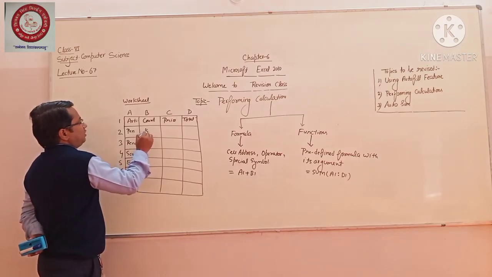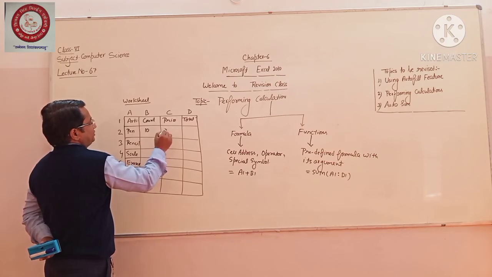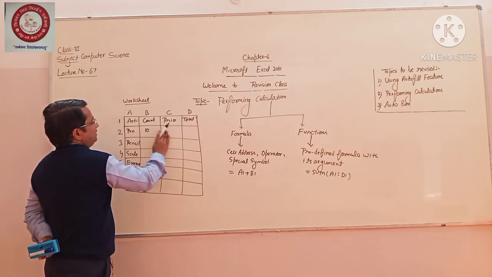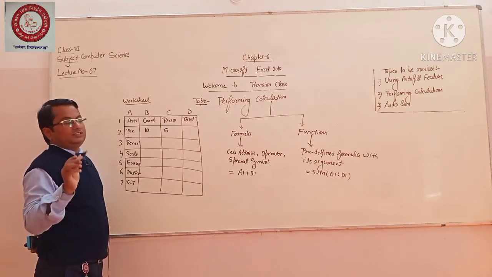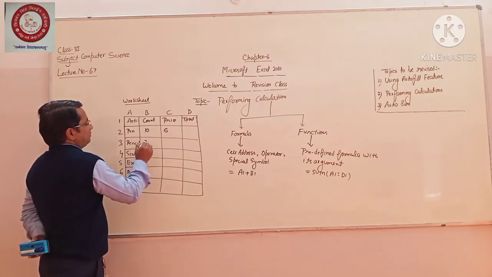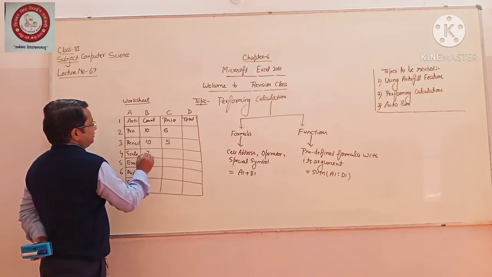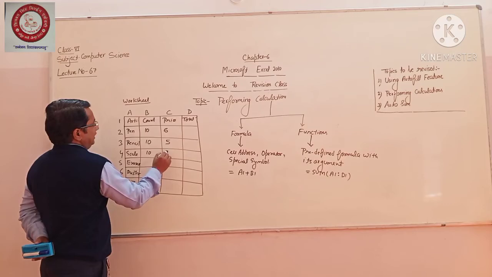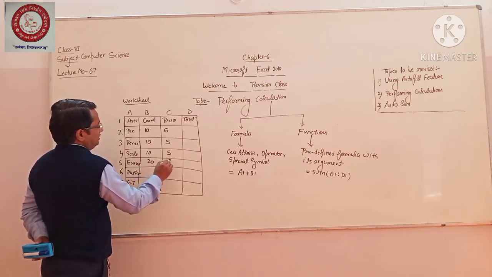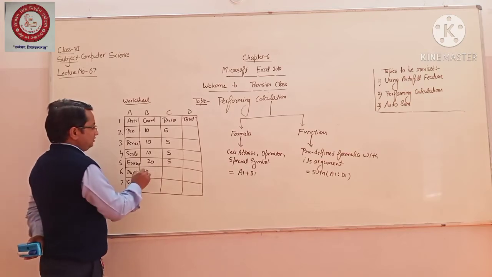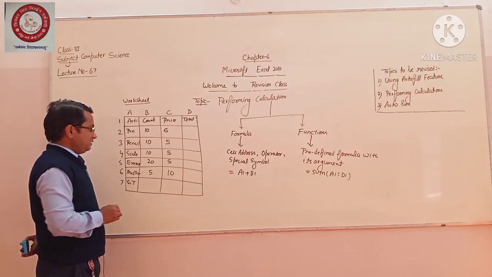So suppose you have count, total pens you want to purchase. The price of one pen is rupees 6. For pencils, suppose you have taken 10 pencils and the price is 5. Scale, suppose you want 10 and also it is rupees 5. Eraser, suppose you have taken 20, it's also rupees 5. Duster, you have taken 5, and one costs 10 rupees.